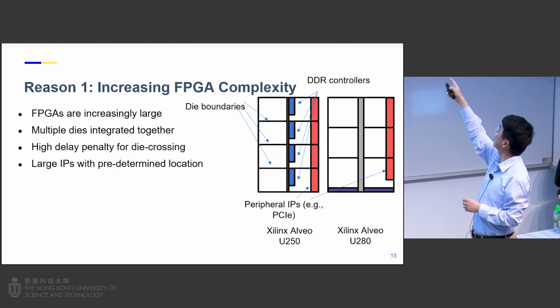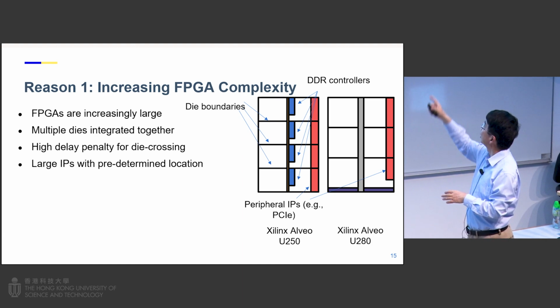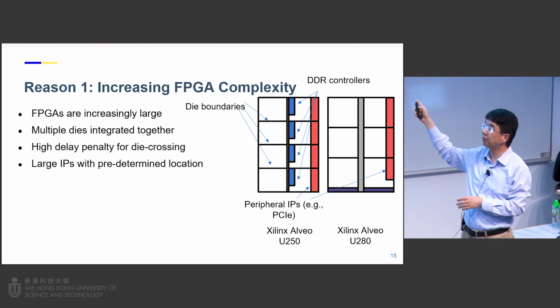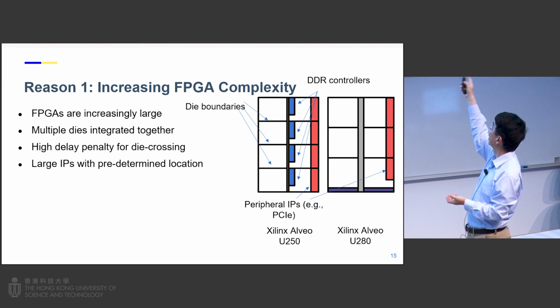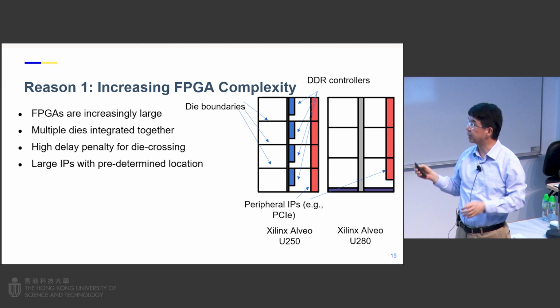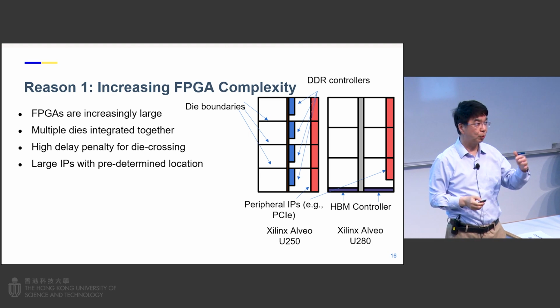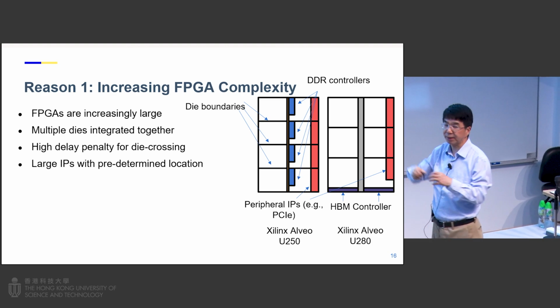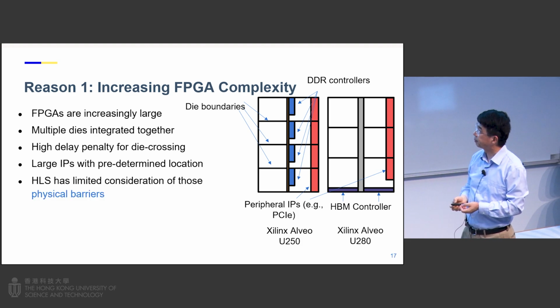And then they have a lot of pre-built IPs. The DDR controller is either in the middle of the chip, and then you have the PCIe IPs to talk to the host at the boundary, right? So these are fixed locations. And then if you are using HBM, high bandwidth memories, it's actually all at the bottom. That takes almost half of the die.